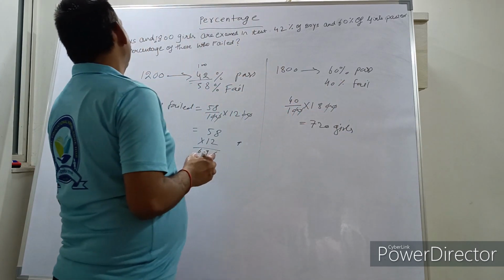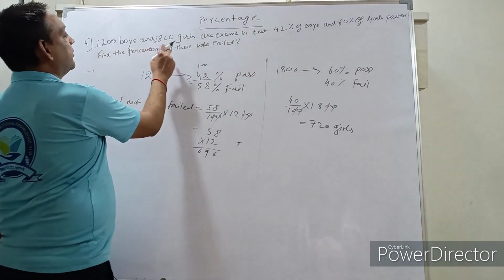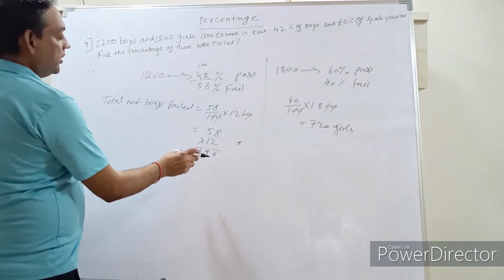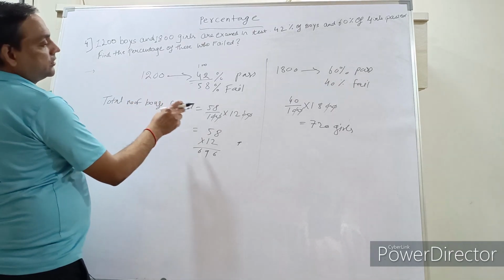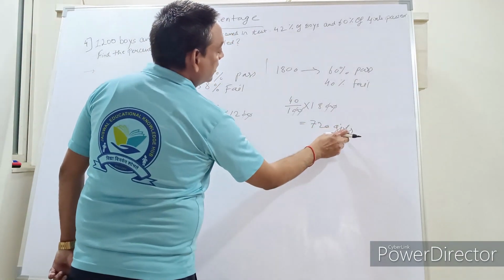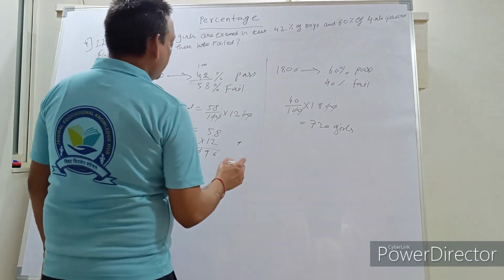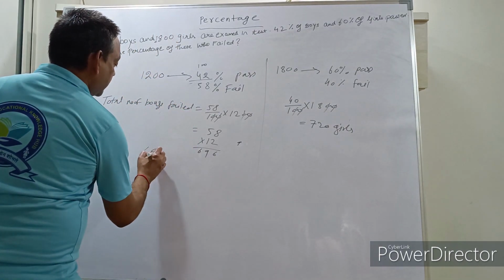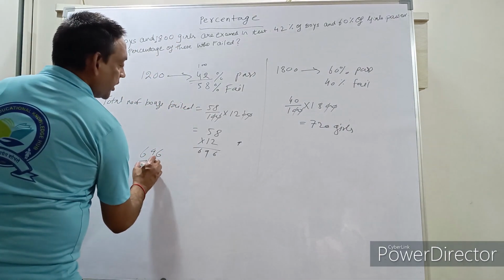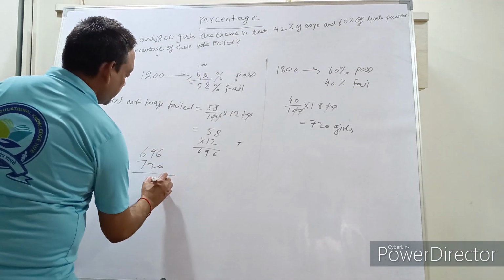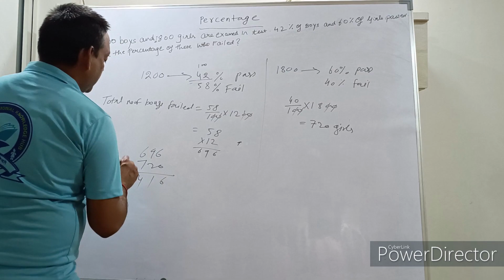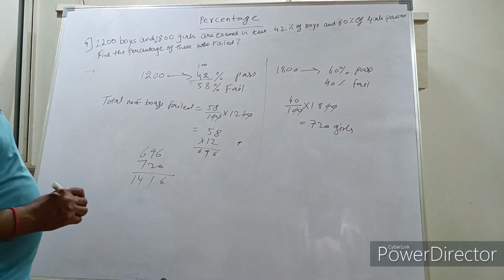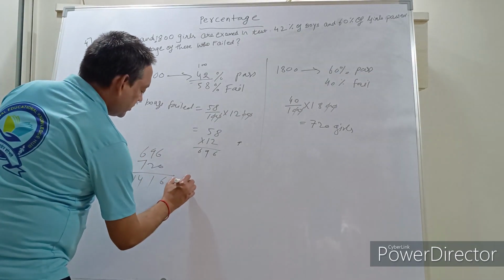Now what are they asking? Find the percentage of those who failed. Okay, 696 boys failed and 720 girls failed. So total how many failed? So 696 plus 720. So that will be 6, 9 plus 2 is 11 carry 1, 6 plus 7 is 13 plus 1 is 14. So 1416 students failed.